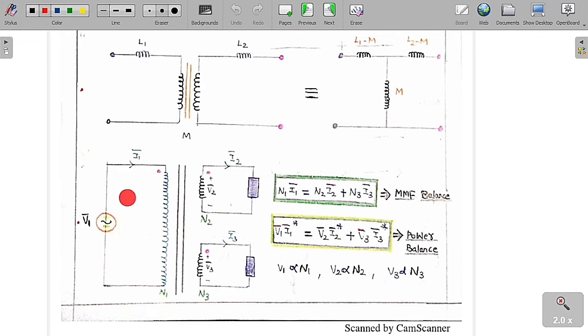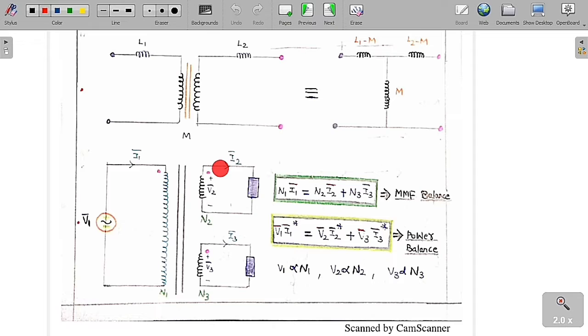Let me assume I1 is the current flowing into this dotted terminal. In a transformer, whenever the current is going into the dot in one coil, the current is going to leave the dot in the other coil. This is the thing you always have to remember. So this is the primary, the current is going in. Because of this flux production, these coils are going to get the current. Therefore, it is going to leave the dot, and this one is also going to leave the dot. This is I2 current and this is I3 current.